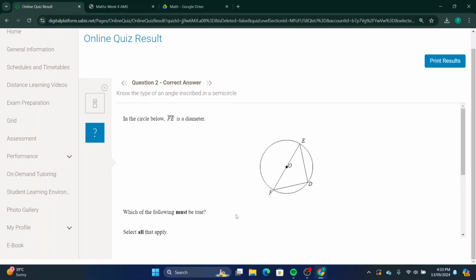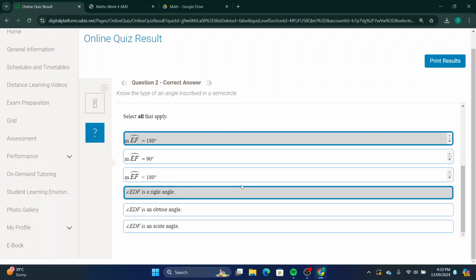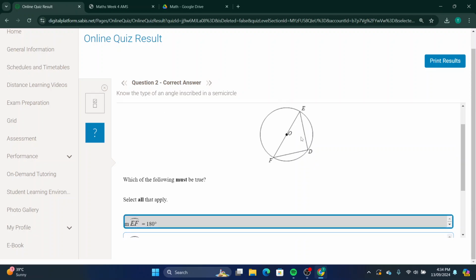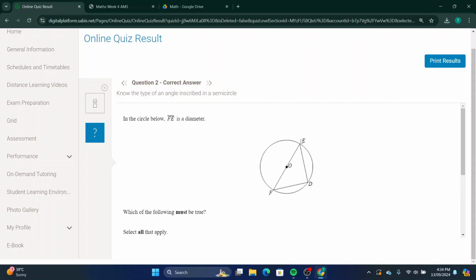Okay, with the circle below, EF is a diameter. Which of the following must be true? Select all that apply. Okay, EF equals 180, because it's a semicircle. If it's a diameter and it cuts the circle in half, half of 360 is 180, and 180 degrees is a semicircle. The measure of a semicircle is 180 degrees. So FE is EF or FE, same thing, equals 180 degrees because it's half of 360.